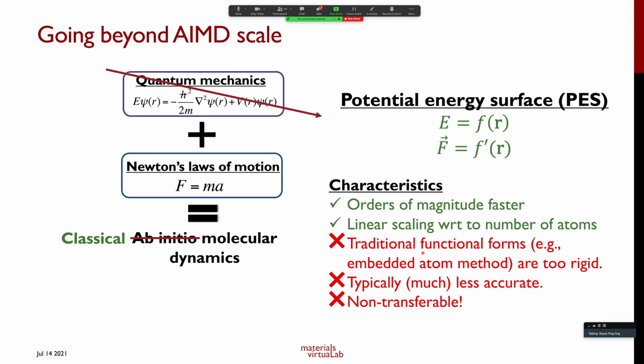First of all, the traditional functional forms, for example, the embedded atom method that is very commonly used, are too rigid. Because they are too rigid, they do not really approach the accuracy of your ab initio methods like DFT, right? So they are usually much less accurate, and this cannot be stressed enough. They are also non-transferable, right?